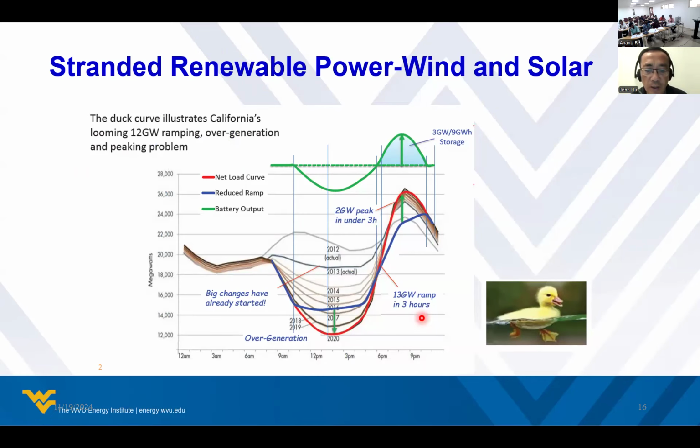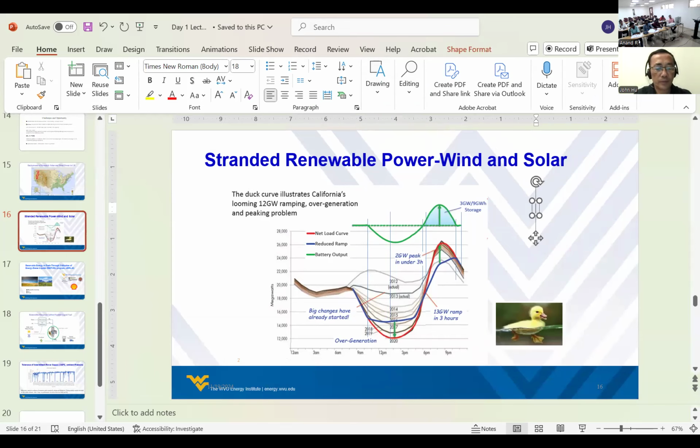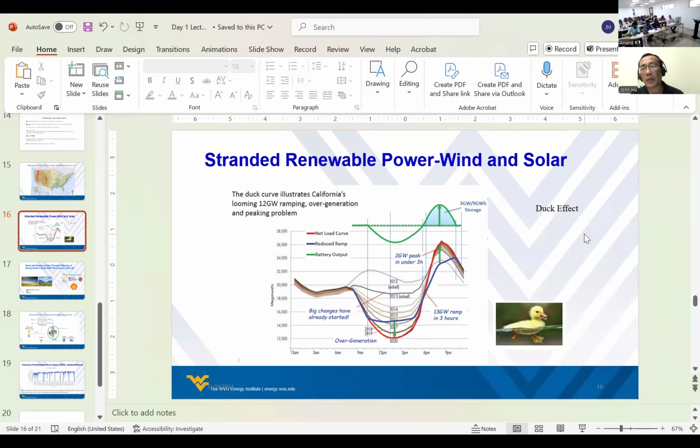I don't know if any student who is a mechanical engineer or electrical engineer has ever seen the shape of this curve. It's called the duck effect. You see the duck on the side? I'm going to minimize this. So, duck effect. This is something you have to watch when you try to utilize renewable power. The shape of the duck is more like this. So basically, they tell you.